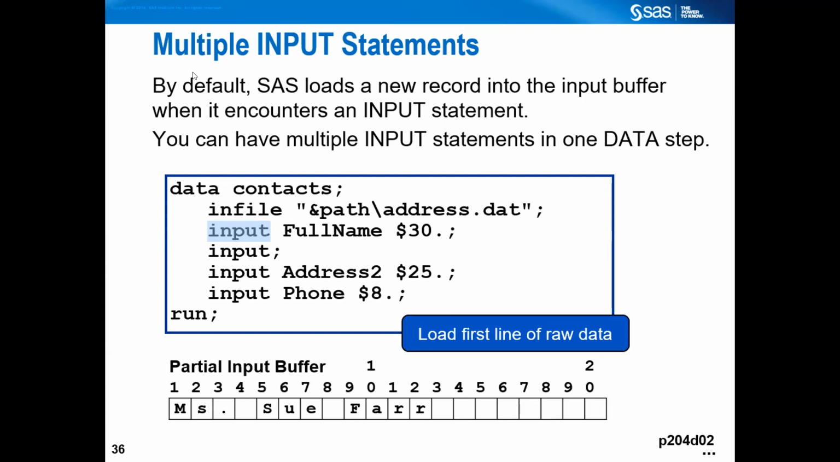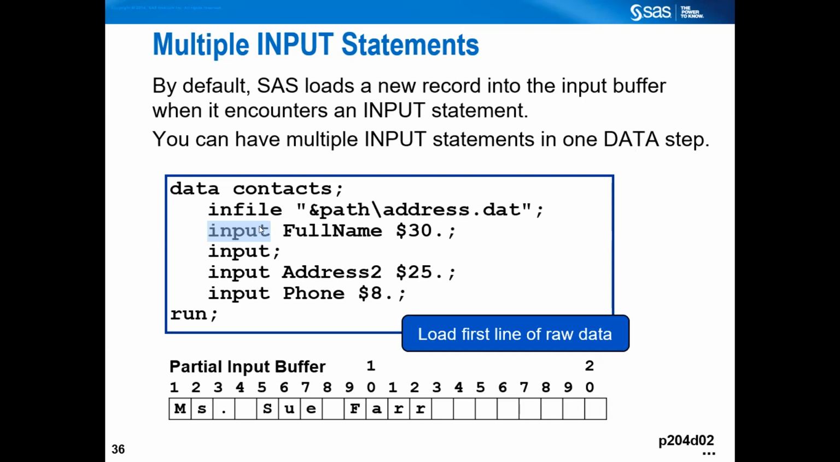So for the skipping line, we didn't give the filling attributes. Absolutely. So what happens, by default, SAS loads a new record into the input buffer when it hits your input statement during the execution phase. Correct? Okay. So your new record is loaded only when SAS hits your input statement. So when you have multiple input statements in one data step, this is how it works.